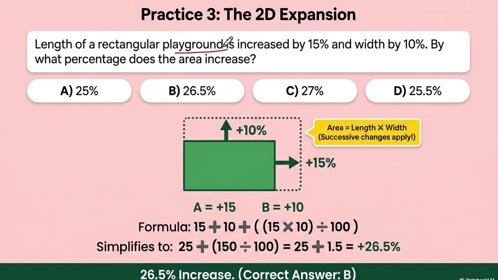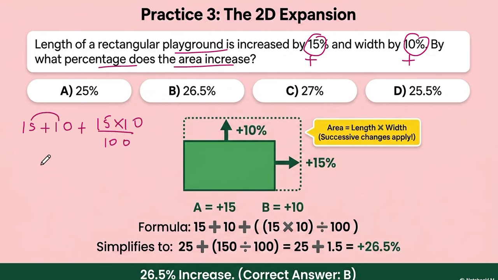The length of a rectangular playground is increased by 15%, so this is plus, and the width by 10%, so this is also increased, plus 10. So both values are positive. By what percent does the area increase? Both length and width are increasing, so the area is also increased, but how much percent, that we have to find out. The first number is 15, the second is 10, both positive, so 15 plus 10 plus 15 multiplied by 10 upon 100.